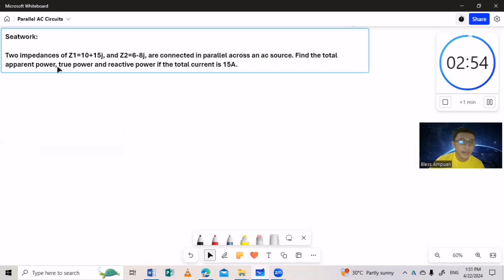So in our problem we have two impedances. The first is 10 plus J15, and our second impedance is J6.8. They are connected in parallel, and you're going to solve for the total apparent power, true power, and reactive power, given that the total current is 15 ampere. So you have 2 minutes and 30 seconds left.